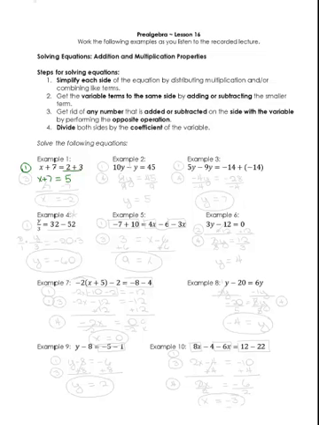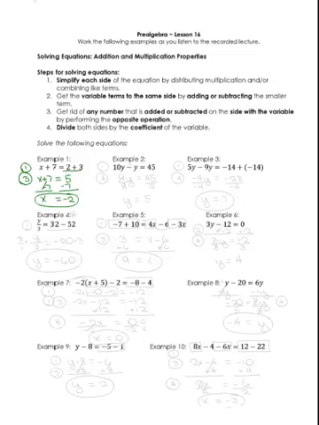Now, I want to get rid of any number that's added or subtracted on the side with the variable. I need to get rid of this plus 7. That's step 3. We didn't have to do 2. We're going to subtract 7 from both sides. And we will come up with x, because the 7 minus 7 will cancel. 5 minus 7 is going to be a negative 2. And my answer, x is equal to a negative 2.